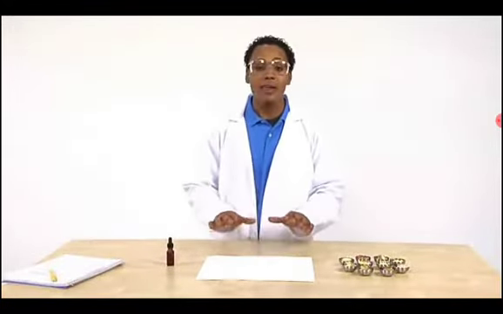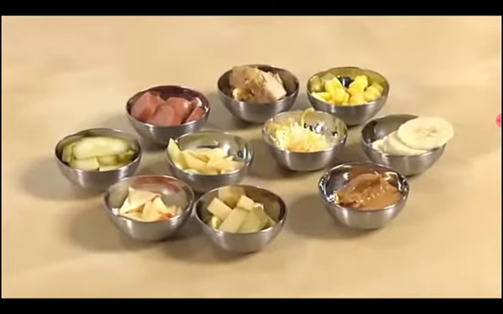Alright, for this experiment, we're going to need a small bottle of iodine and a paper towel. We're also going to need 10 small samples of different food. I'm going to place all the samples of the food on the paper towel. Then I'm going to take a drop of iodine and place it on each sample of the food and see if it changes colors.